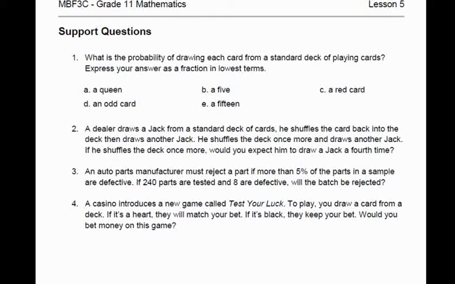There would be a 1 in 13 chance of getting a 5. There would be a 1 in 2 chance of getting a red card. Now an odd card is a bit different. I was ready to say it was a 1 in 2 chance, but with an odd card, you wouldn't count the ace, the jack, the queen, or the king as odd cards or even cards.